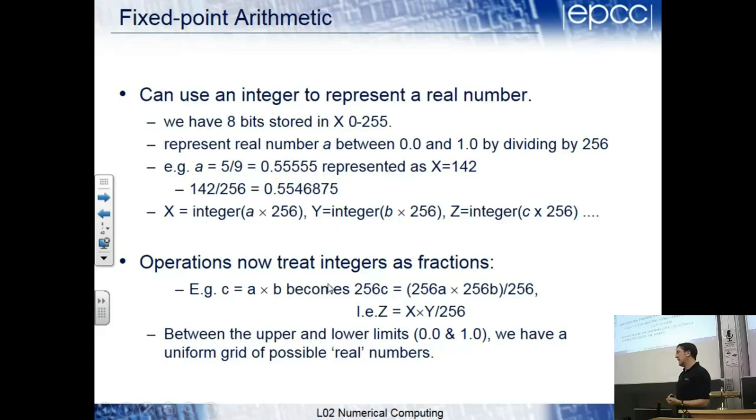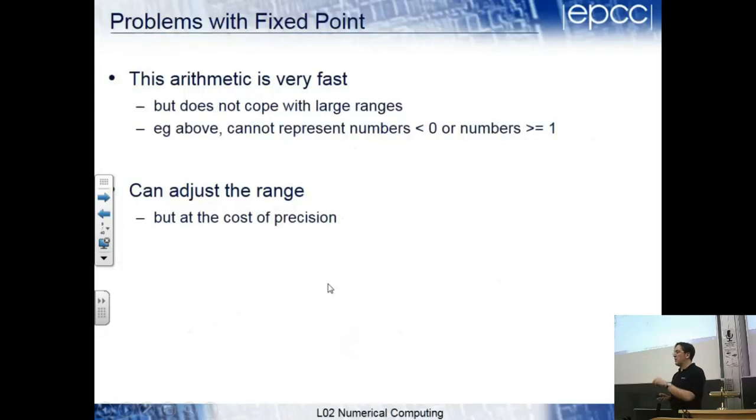But for scientific and technical calculations, this isn't enough. This arithmetic is very fast, but there are a number of problems. We can't represent numbers less than zero, or numbers greater than or equal to one here. We can adjust the range. We could say, actually, I want to store a bigger range, but it's at the cost of precision. The bigger the range I have, the worse the accuracy I have, because I have a fixed number of different numbers I can represent.